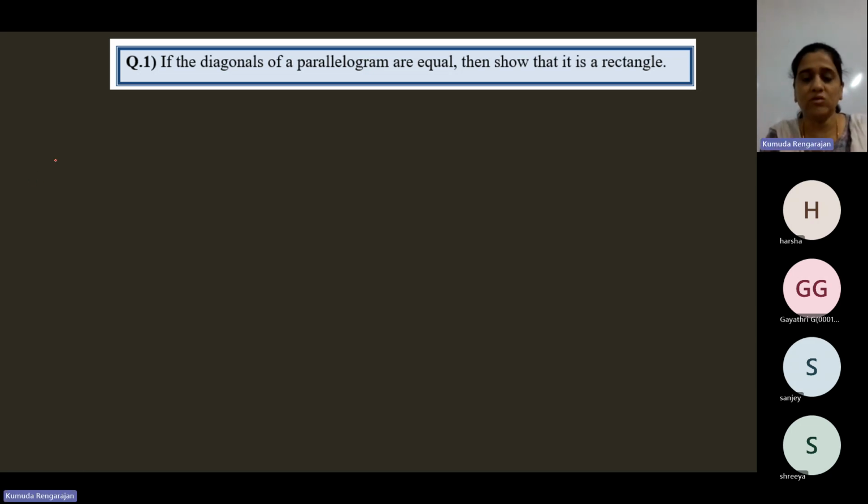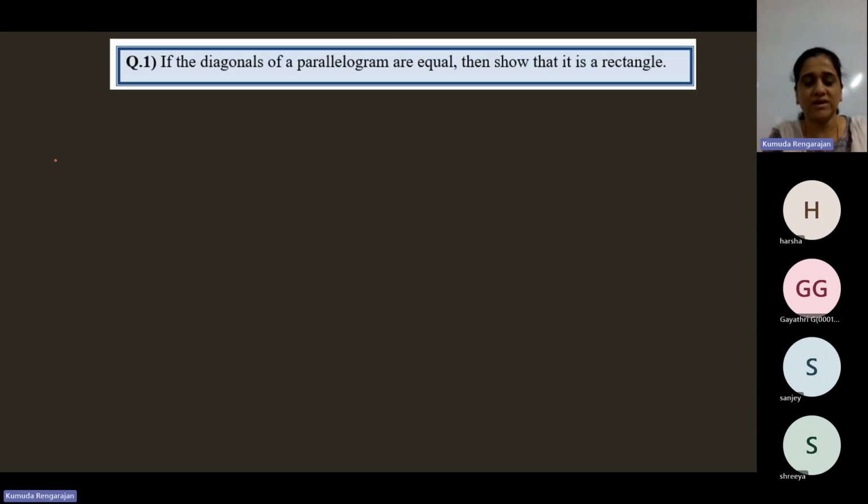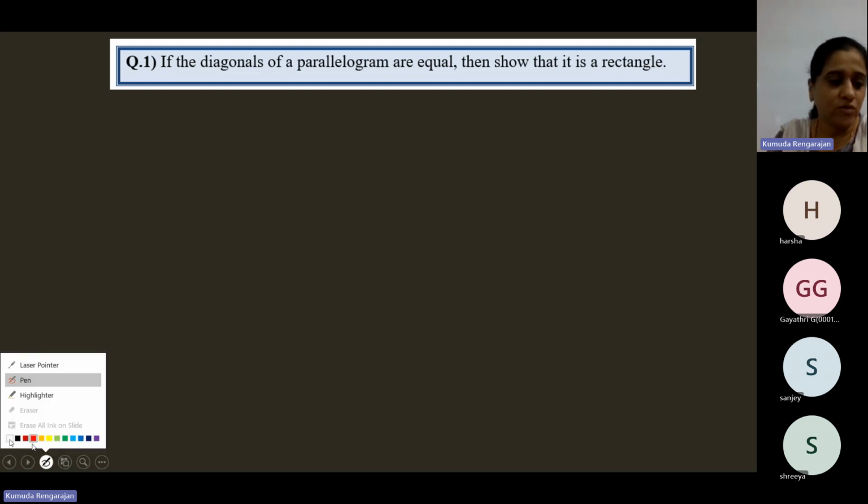Continuing with quadrilaterals. This is the first question in exercise 8.1. We have completed all the examples before this exercise. So the statement is: if the diagonals of a parallelogram are equal. Before this, we'll recall the definitions of these four terms.